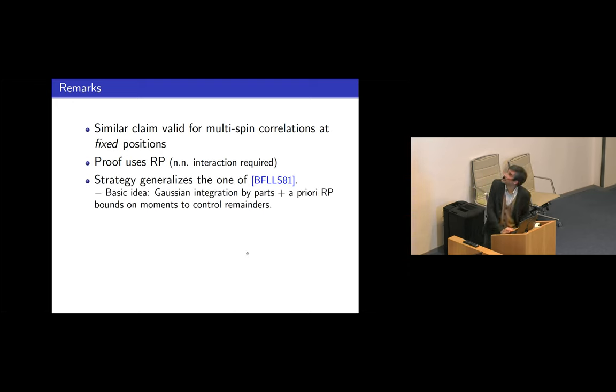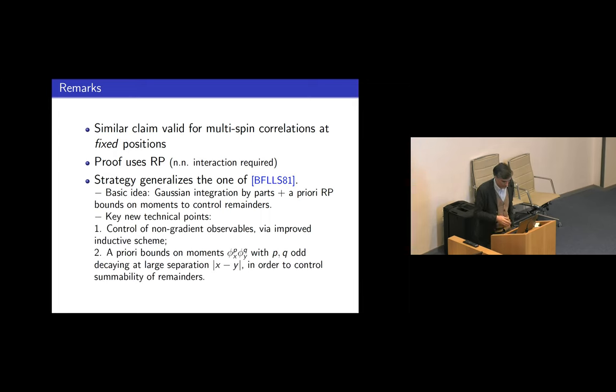So our strategy generalizes the one of Bricmont and collaborators, as I mentioned. The basic idea, which I will try to review in some detail in the following, is to use Gaussian integration by parts, plus certain a priori bounds on the moments that allow us to control the remainder. And these a priori bounds on the moments are due to reflection positivity. So in principle, if you find a way to get a priori bounds on the moments of the variables bypassing reflection positivity, you could apply the same ideas. But so far nobody knows how to derive these a priori bounds unless you use reflection positivity, at least in a soft way.